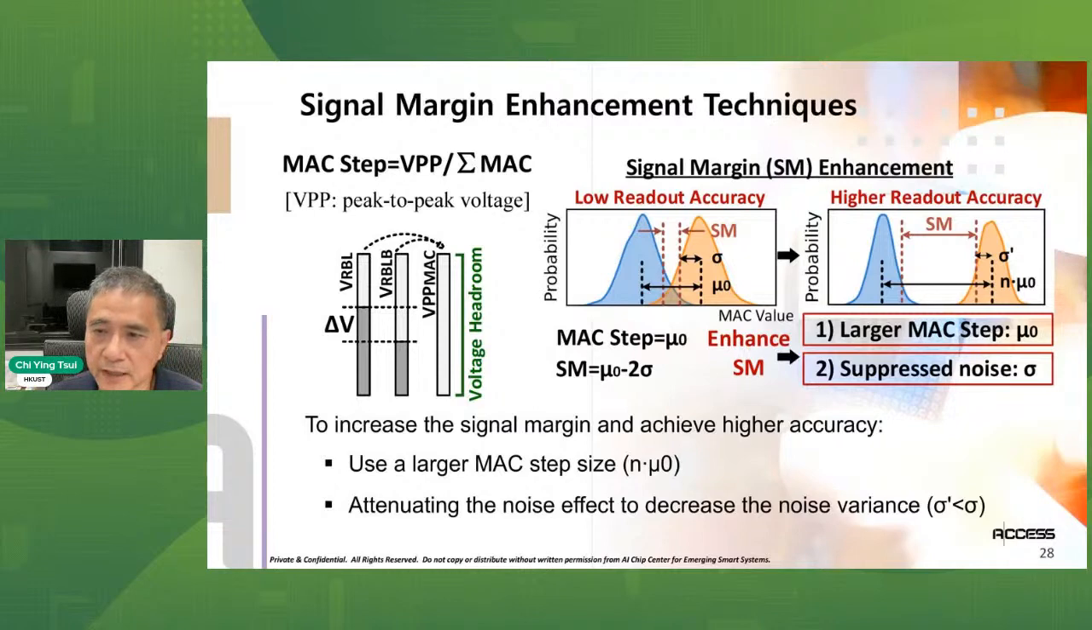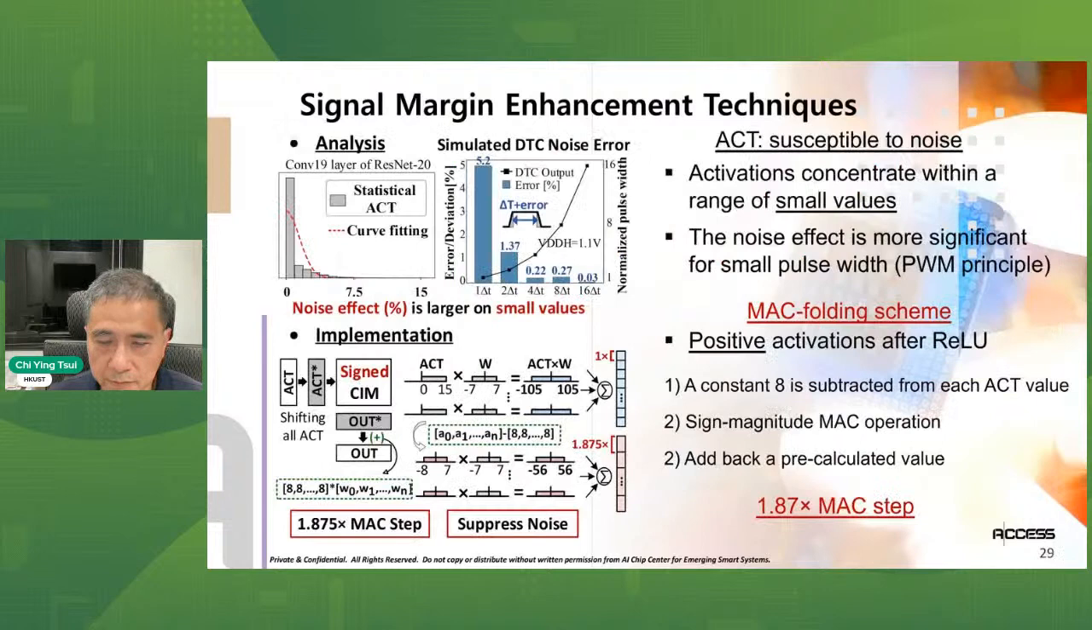Now, in order to make the MAC step larger, one of the ways we can do this is to reduce the dynamic range of the actual values. If the summation of the MAC value is smaller, then by using a fixed VPP headroom, your step size will be larger, and you will have a better signal margin. So one of the ways we're increasing signal margin by reducing the dynamic range of the calculation is that we're using sign magnitude representation for the activations.